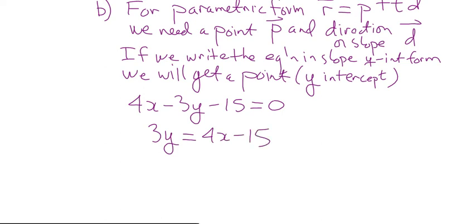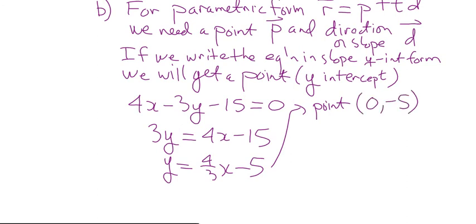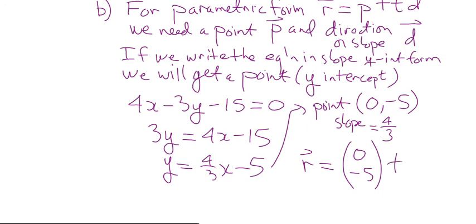Algebra, move the 3y over. So y is equal to 4/3 x minus 5. What's the point? 0, negative 5. What's the slope? 4/3. So r is equal to p, what's the point? 0, negative 5, plus t times the slope, 3, 4.